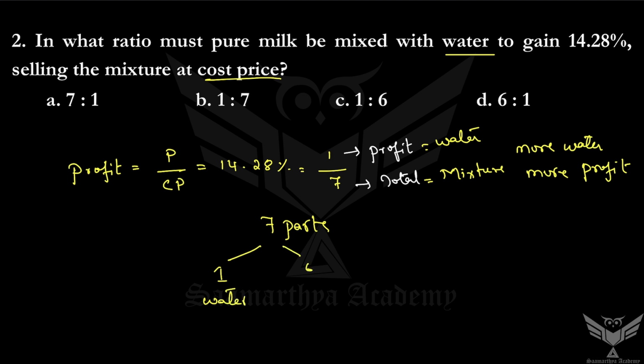And what about the remaining 6 parts? It is milk. Now what do we want? Milk is to water, that is 6 is to 1, that is option D. That's my answer. It's very simple. You just need to convert this into this ratio.